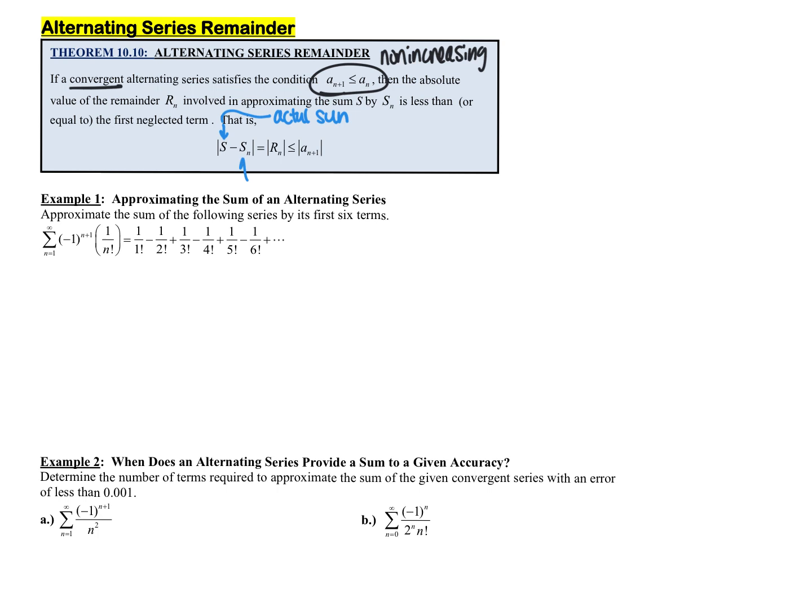And this S sub n is a partial sum. So this is the sum of the first n terms. So this is an approximation of the sum, right? So maybe we say that the actual sum of the series is S, and then let's say we add up the first 100 terms of the series to try to approximate what the actual sum of the series is.